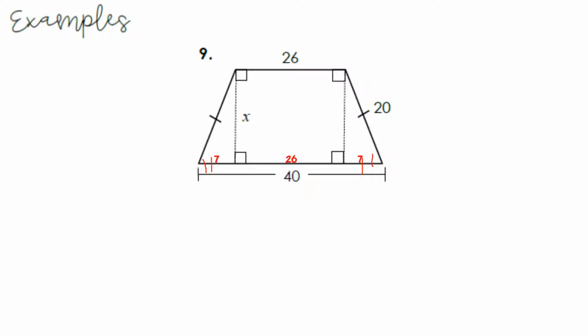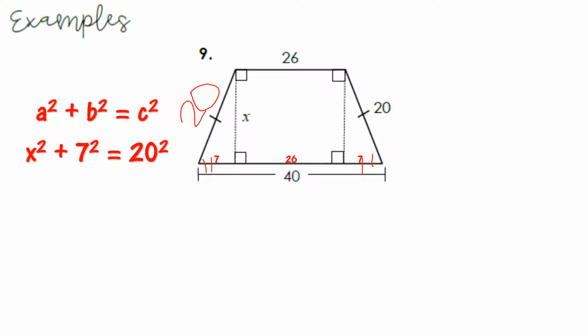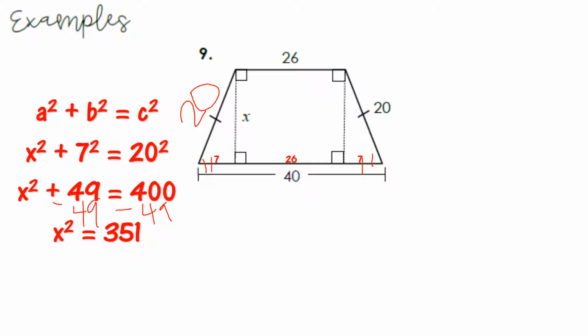So then I can use Pythagorean theorem. I know that if this side over on the right is 20, that means that this would be 20. So Pythagorean theorem, a squared plus b squared is c squared. I could do x squared plus 7 squared equals 20 squared, which means x squared plus 49 equals 400. So then if I subtract that 49, I get that x squared is equal to 351. Take the square root of both sides, and I get that x is 18.7.